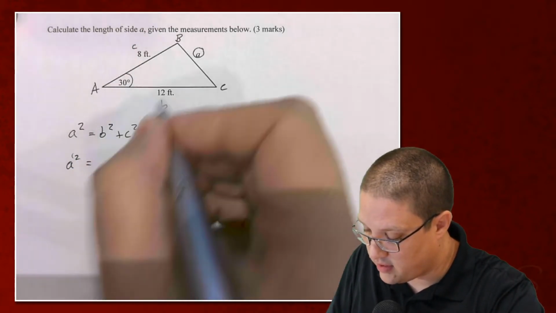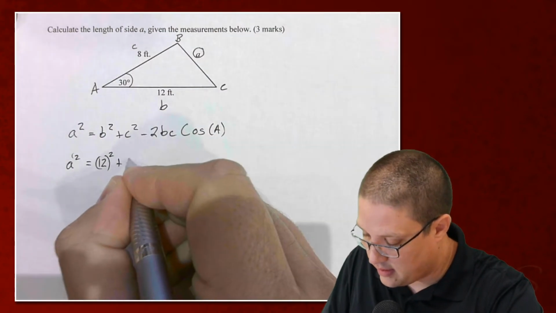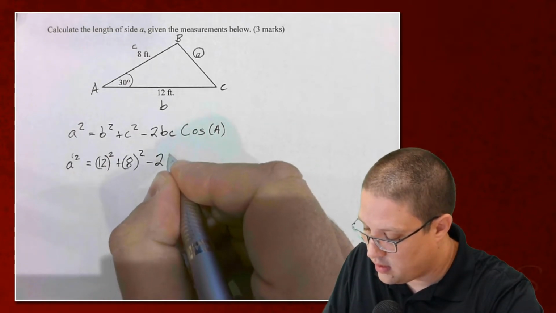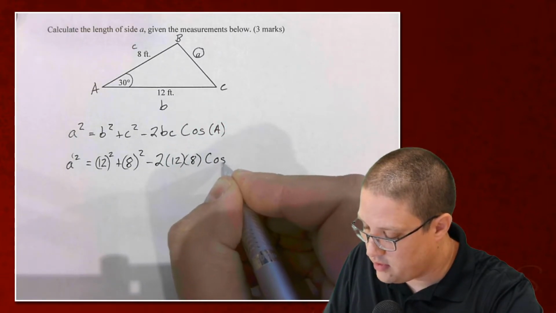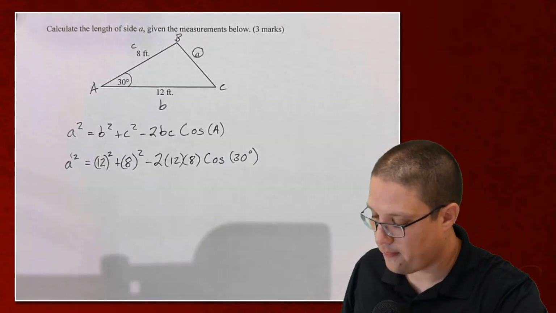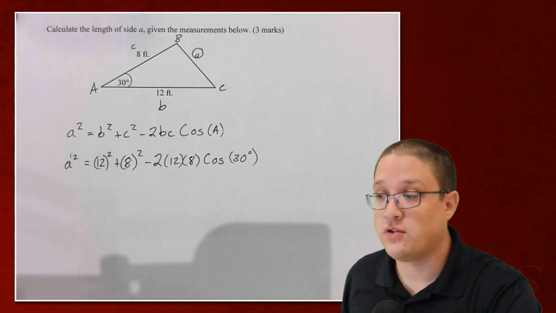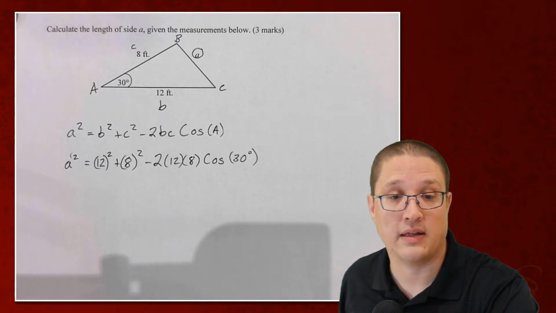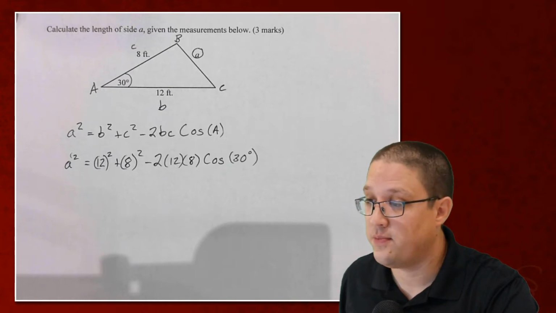I have side B, so that's 12 squared plus 8 squared minus 2 times 12 times 8 times the cosine of 30 degrees. Please note these are times in here, and the trickiest thing with this is to make sure that you're doing your BEDMAS correctly. Make sure that you're doing this in the correct order as you go through this.